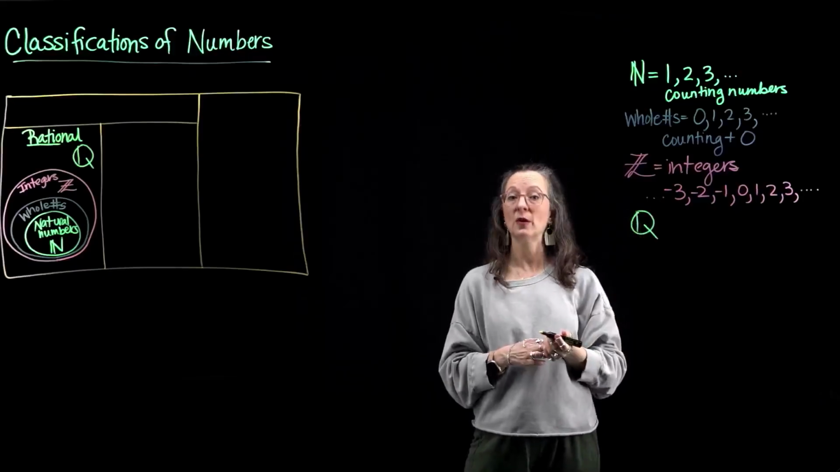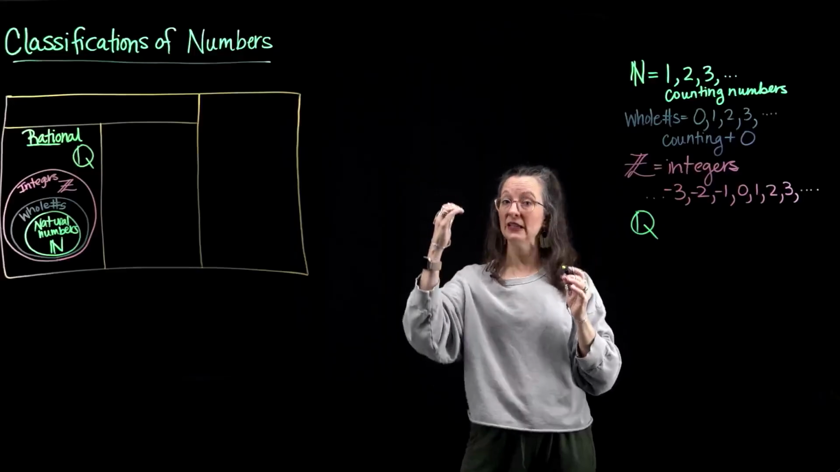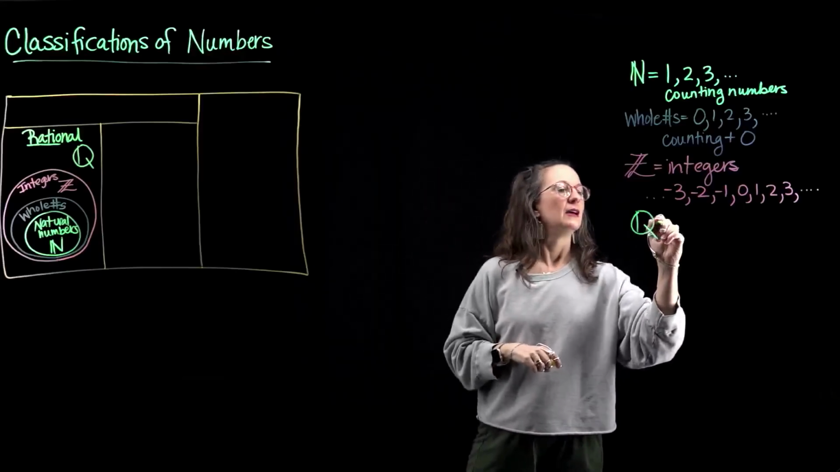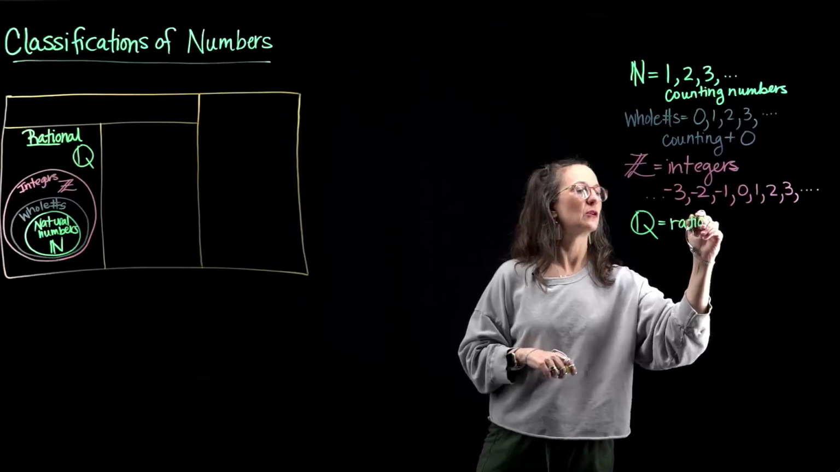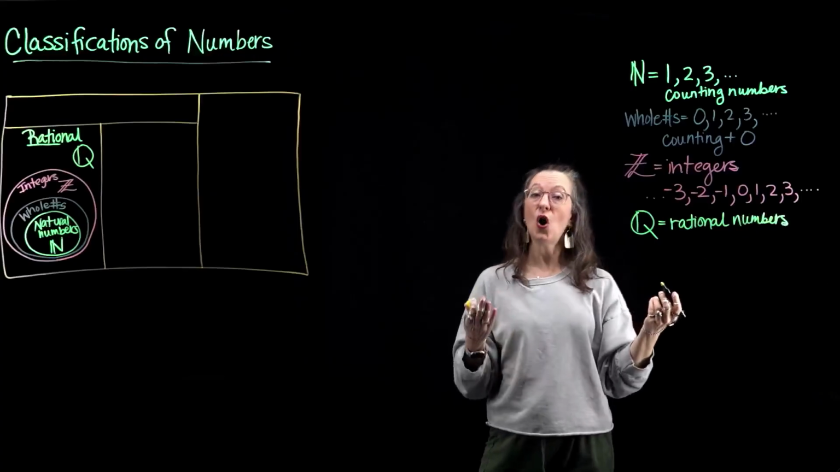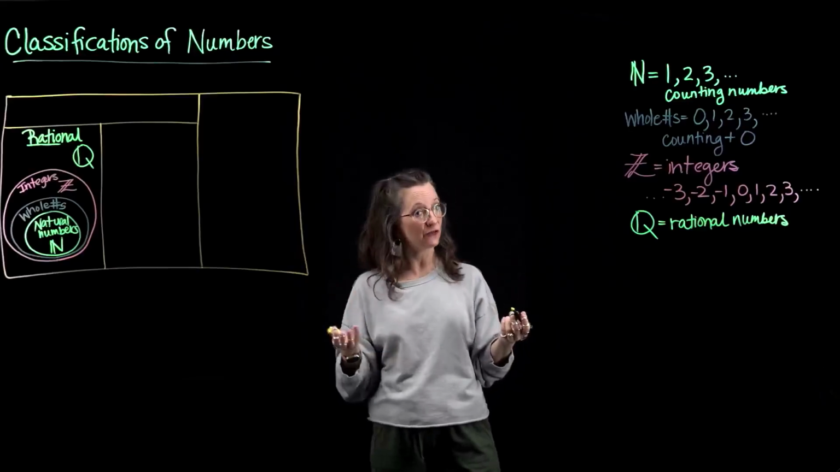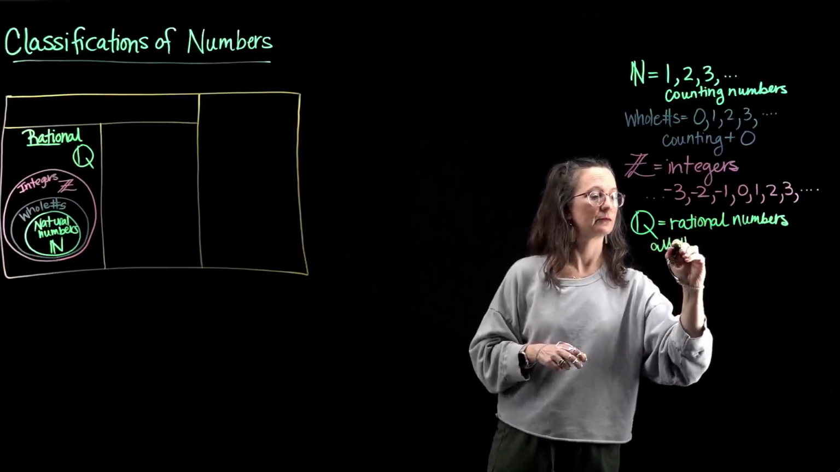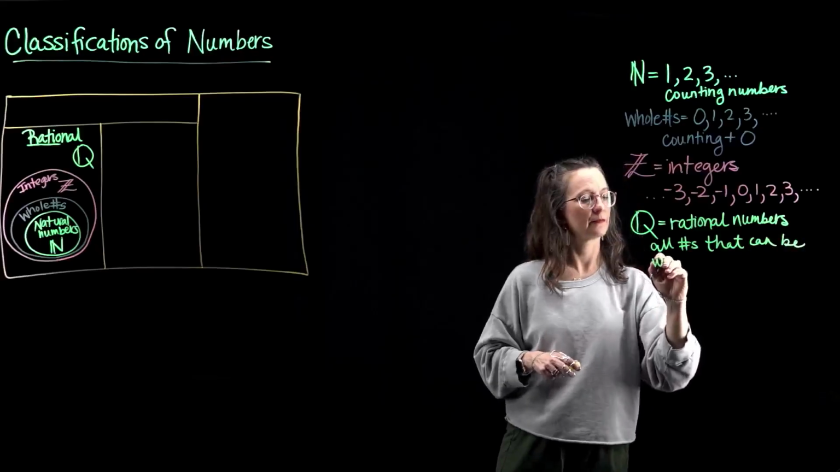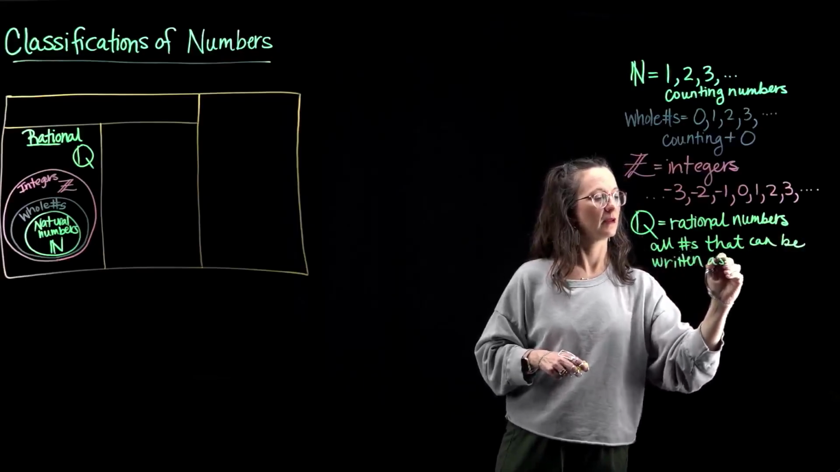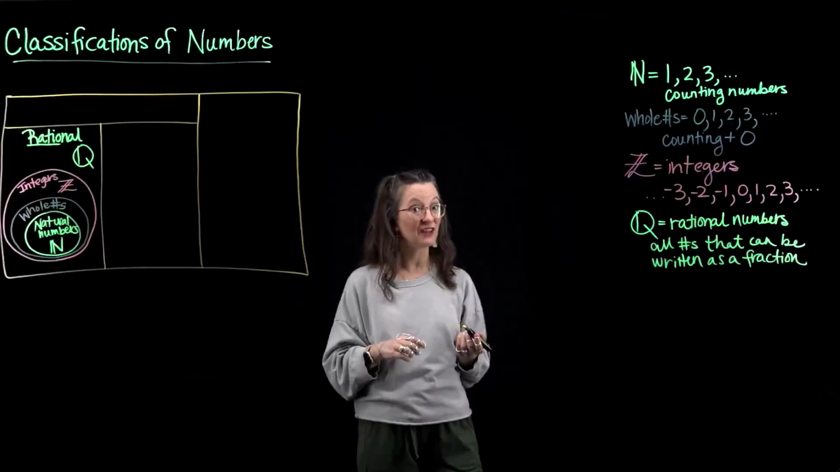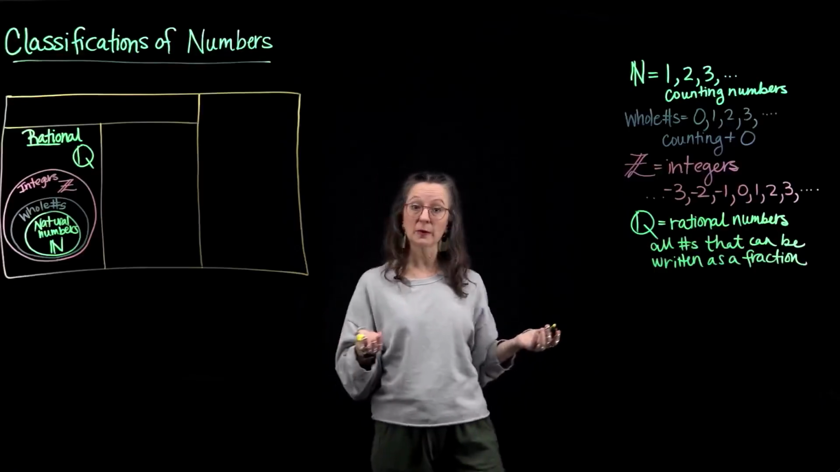My rational numbers are the outside of the integers, outside of the whole numbers, outside of the natural numbers. Q is my rational numbers. And this is all numbers that can be represented as a fraction. Now, it's harder for me to give you a good list here because there's a lot of numbers that can be written as a fraction. But let's talk about some of them.